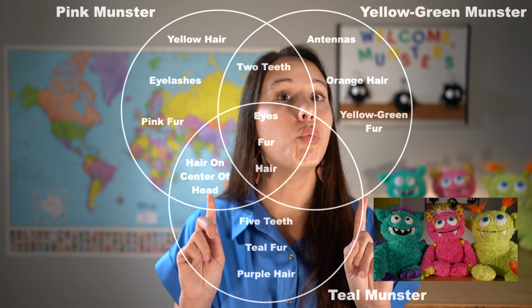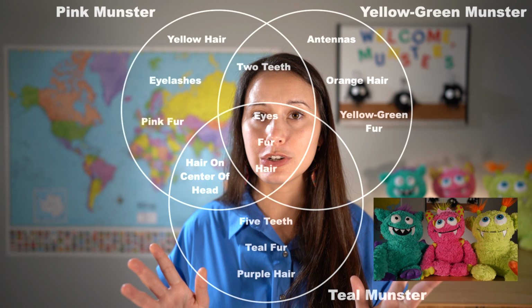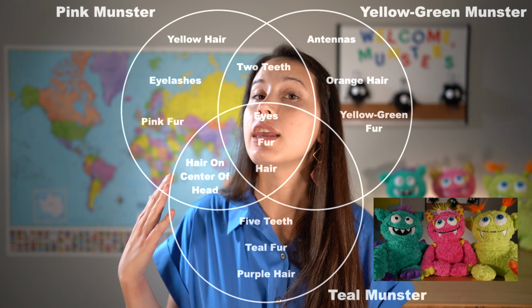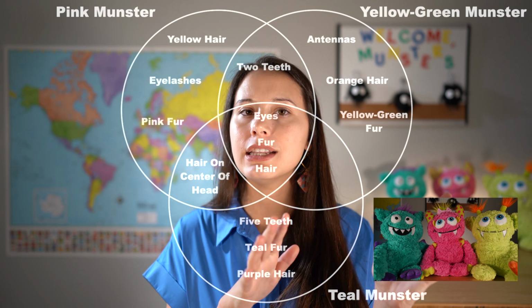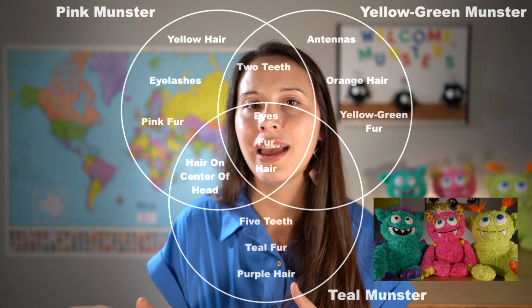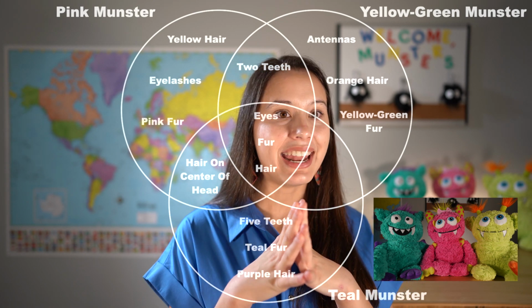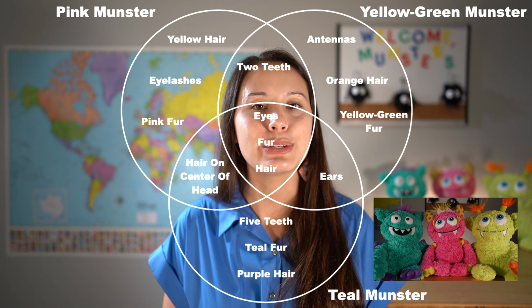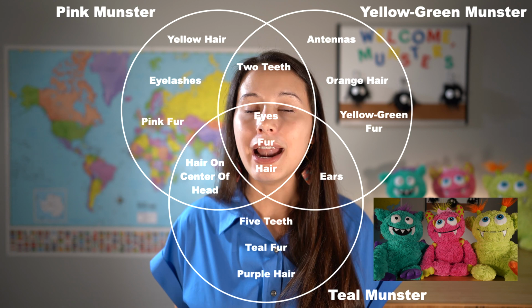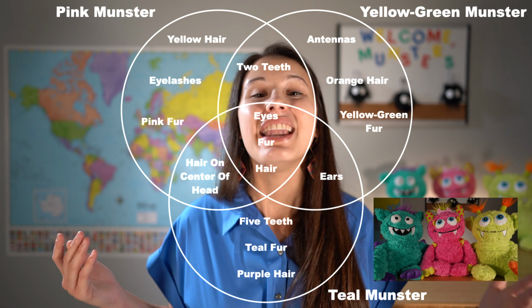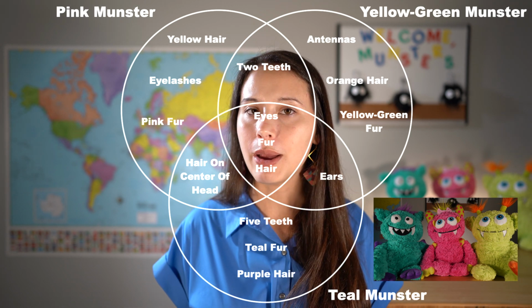And now we have one more section to fill out, Munsters, and that section is for the yellow-green Munster and the teal Munster. I'm going to give you a few seconds. Check your work. They have something in common, and it is ears. Both of these Munsters have ears. So that is problem 3, and I know that one was a little bit tricky, but now you have practiced a Venn diagram comparing 3 different things and 2 different things. So we're going to move on to problem number 4.